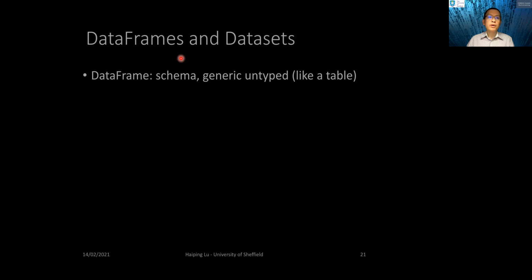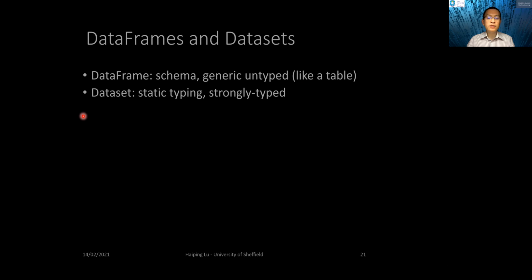So there are two concepts over here. Right? So one is data frames and another is data sets. So a data frame is basically something that has a schema, right? So if you remember, we talked about the data structure. Typically we talk about schema, right? Data frames have a schema and are generic and untyped, right? So it's just like a table, right? So data frames look just like a table and you will see it in the lab, right?